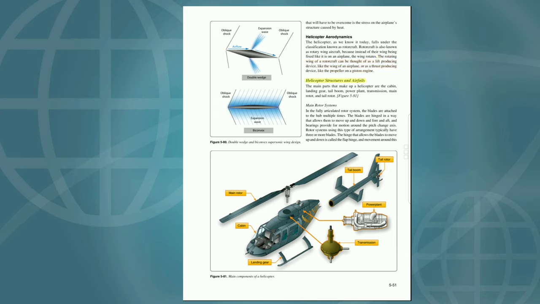Helicopter structures and airfoils. The main parts that make up a helicopter are the cabin, landing gear, tail boom, power plant, transmission, main rotor, and tail rotor. Figure 5-81. Main rotor systems.